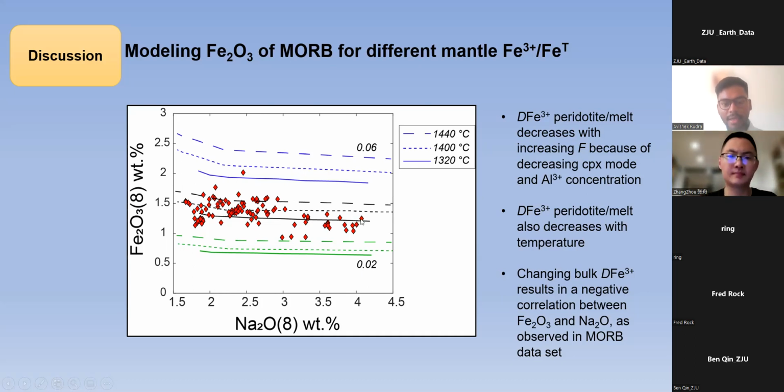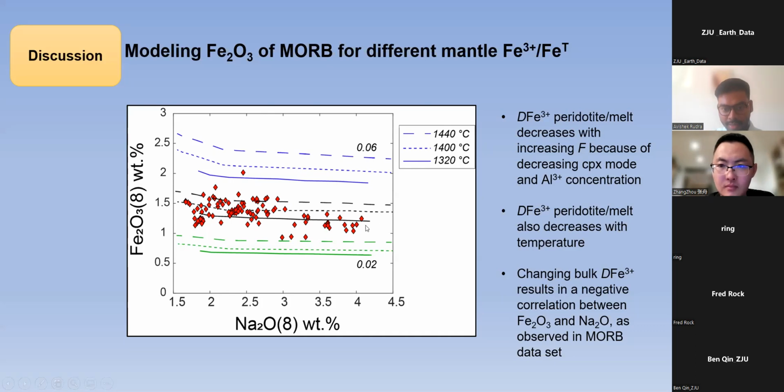That negative trend is caused by the fact that as we melt this peridotite more and more, so this is a low degree melt and this is a high degree melt, the CPX percentage goes down, the CPX aluminum goes down, the spinel concentration goes down. So all of these effects are causing the ferric iron to become more and more incompatible as the degree of melting progresses.